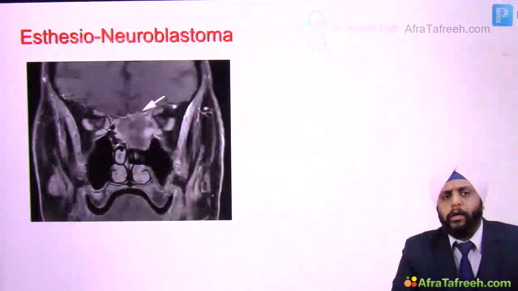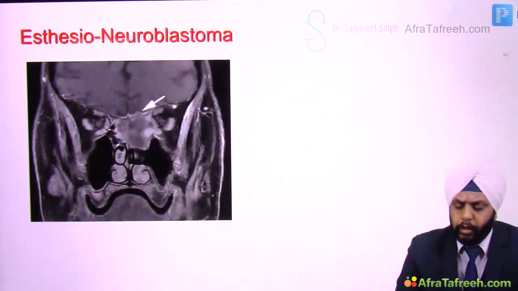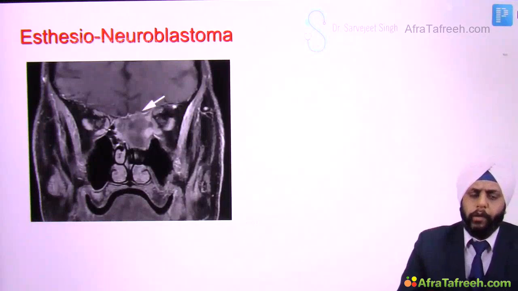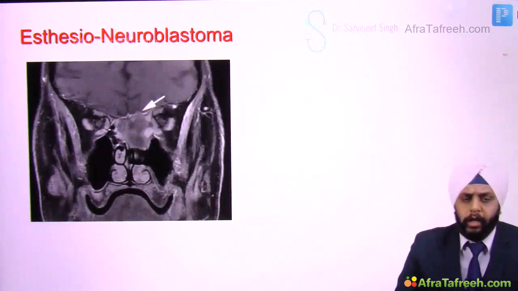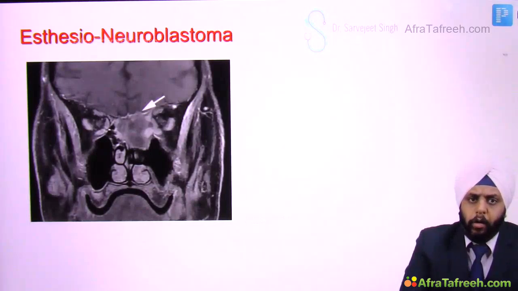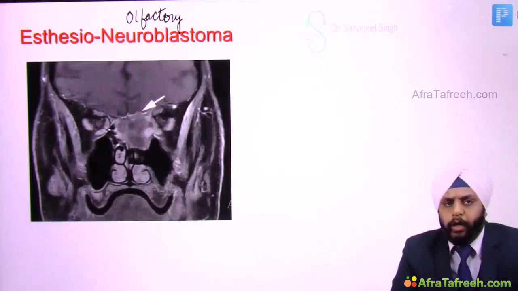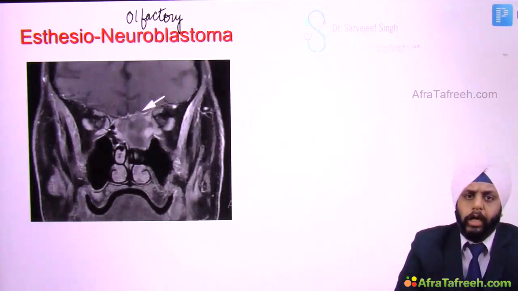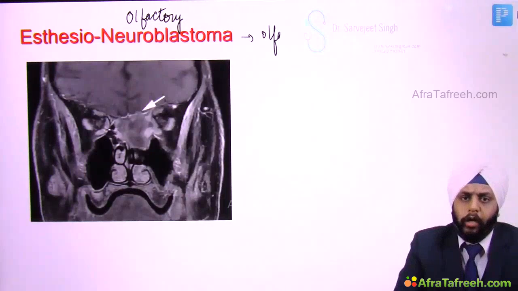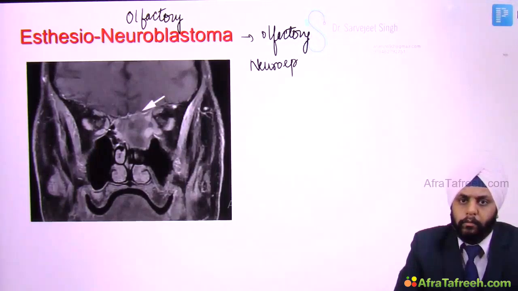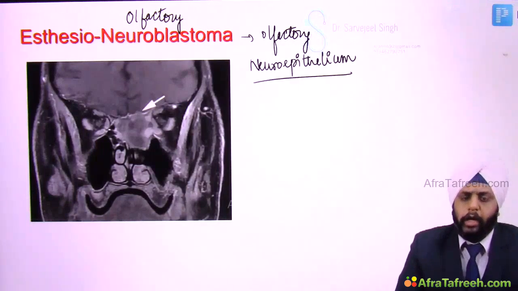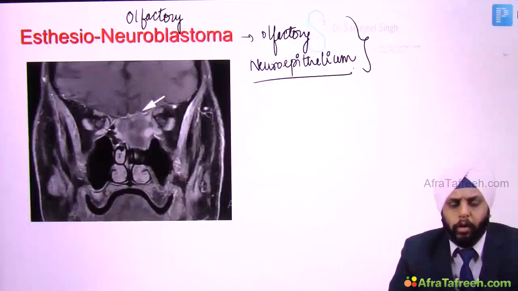We have over here esthesioneuroblastoma. Okay, so what is esthesioneuroblastoma? If I tell you the other name, it will be very easy. The other name is olfactory neuroblastoma. So this malignancy of the nose, olfactory neuroblastoma or esthesioneuroblastoma, arises from the olfactory neuroepithelium. Okay, it arises from the olfactory neuroepithelium.